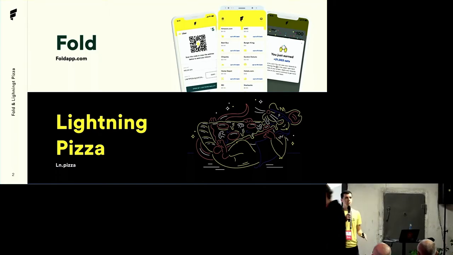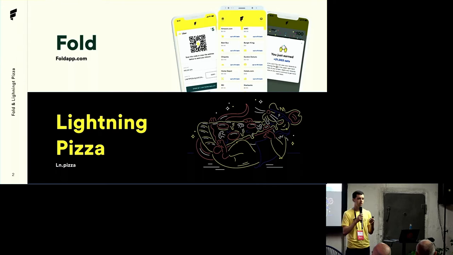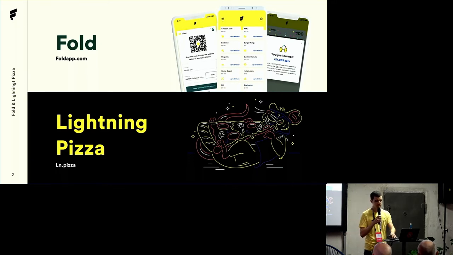Before I get started, just to give some background on what Fold is. Fold is a company, and we have basically a mobile app and a website that allow you to earn Bitcoin back on your everyday purchases. Within our mobile app, you can pay using a credit card, on-chain payments, or Lightning payments. And then we have a second project, which is sort of how we first played around with Lightning, called Lightning Pizza. You can basically buy pizza over the Lightning network.